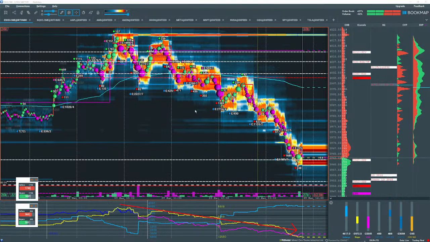And then the only other significant shift was the call wall for SPY, which shifted down from 408 yesterday to 405 today.